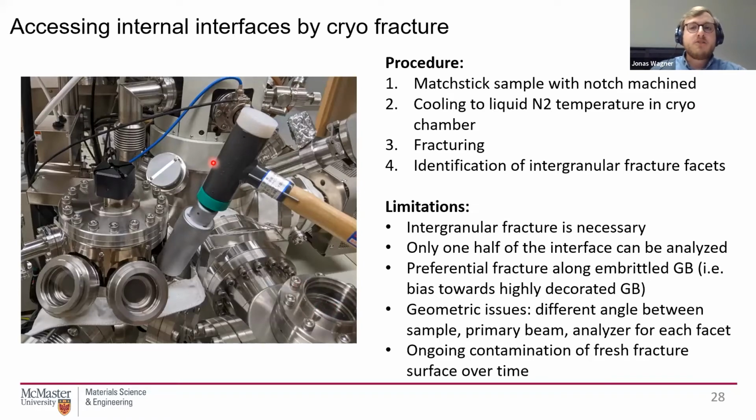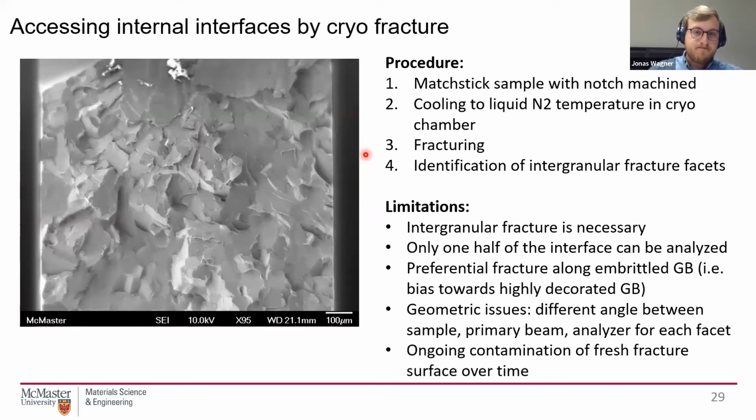We move them back into a specific cryo chamber, and the cryo chamber is then filled with liquid nitrogen on the top. You wait for it to cool down, and then you fracture it. That is probably the only time you're supposed to hit a microscope with a hammer, but you actually have to give it a good smack to cause that fracture. You move the fractured sample back into the chamber, and you look for the intergranular fracture facets.